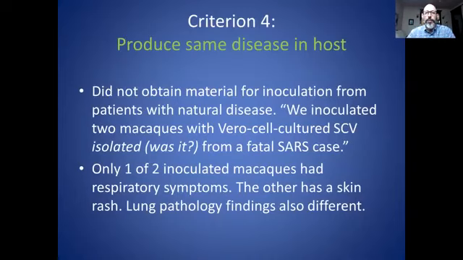So criterion 4, produce the same disease in the host. They did not obtain material from patients with a natural disease. Instead, they used the virus that was cultured in monkey kidney cells. So once again, those cells would be producing exosomes, and the virus was never isolated, so it's not really clear what exactly they're inoculating them with at all.